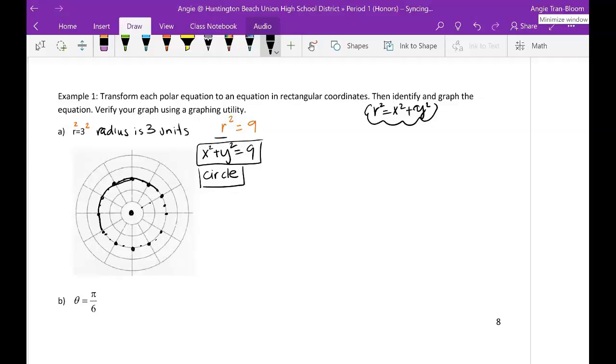Now in rectangular form, you can still make this into a rectangular form, meaning that the x-axis is this way, the y-axis is this way. The center, according to this equation, is 0, 0. Go up 3, down 3, left 3, right 3, and you're still going to get the same thing. Center at 0, 0, and radius is 3. So either way, you will still get the same exact answer.